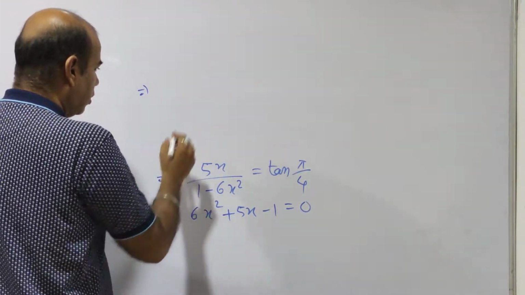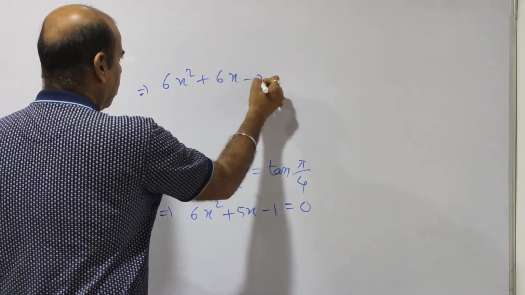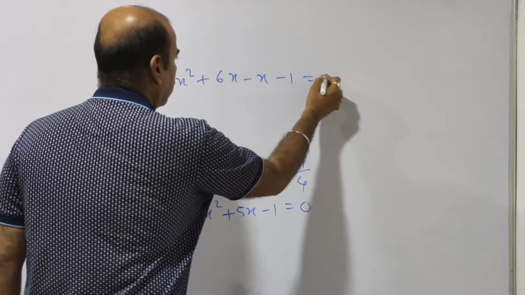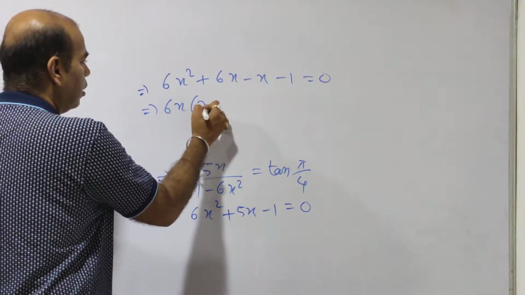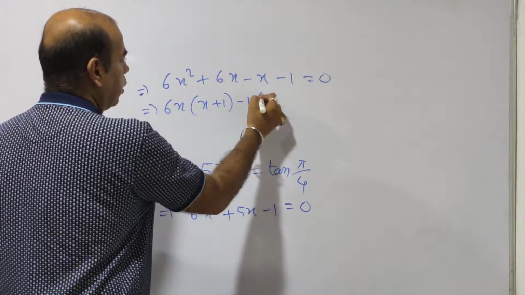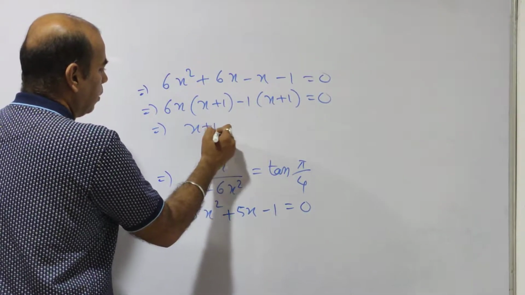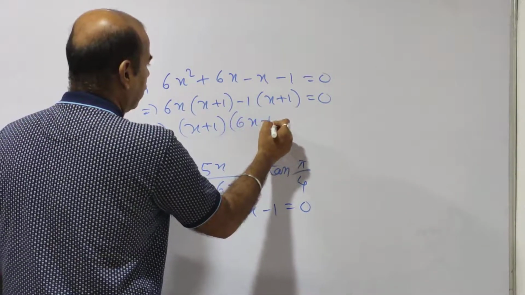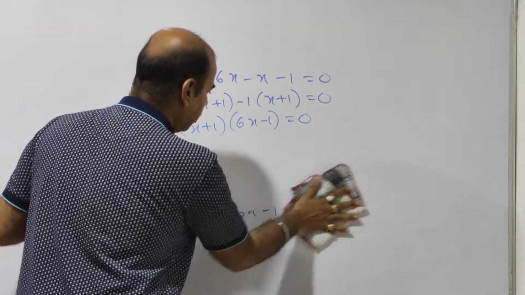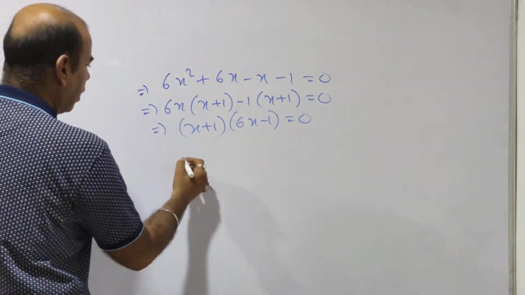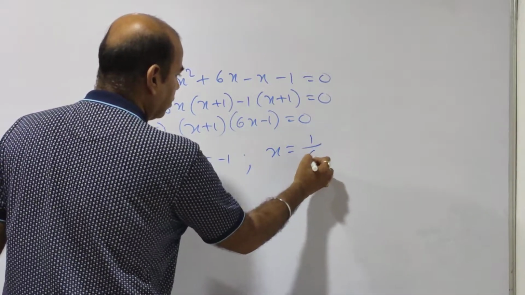So what happens? It is 6x square plus 6x minus x minus 1 equals 0. So 6x common, x plus 1, minus 1 common, x plus 1 equals 0. So x plus 1, 6x minus 1 equals 0. So two solutions are possible out here. One case I am getting x equals minus 1, the other case x equals 1 by 6.